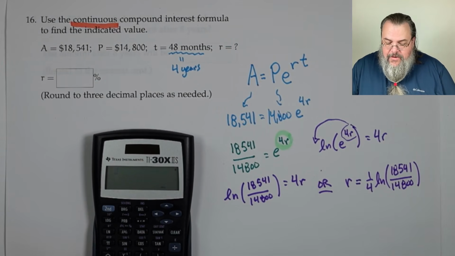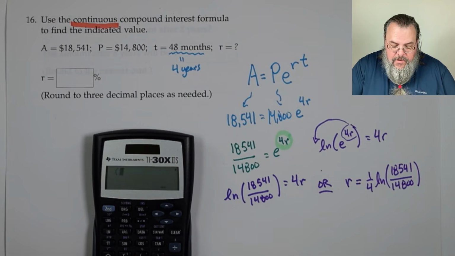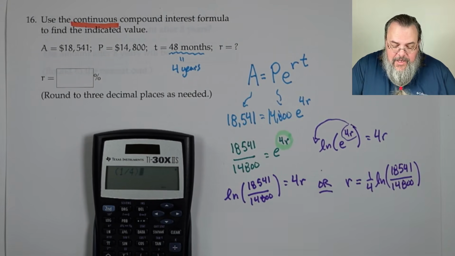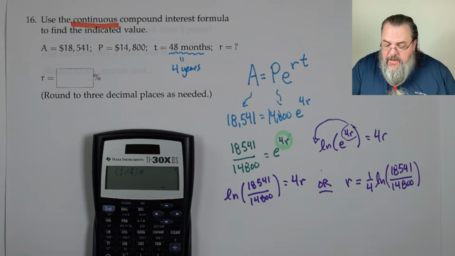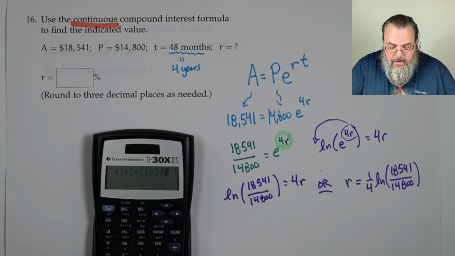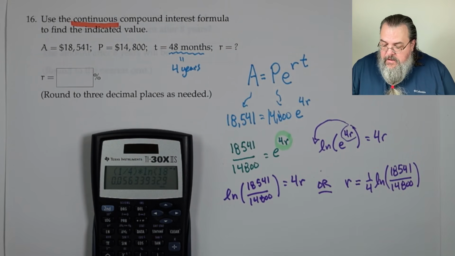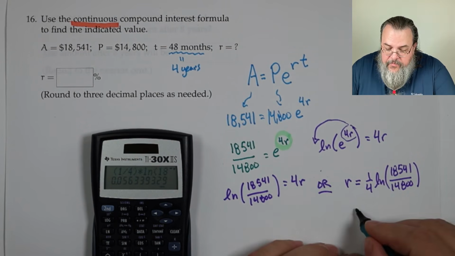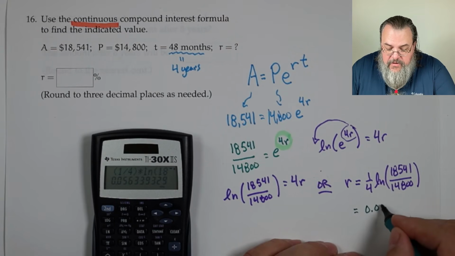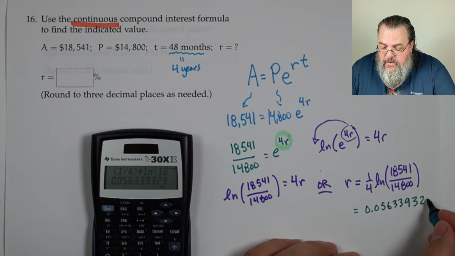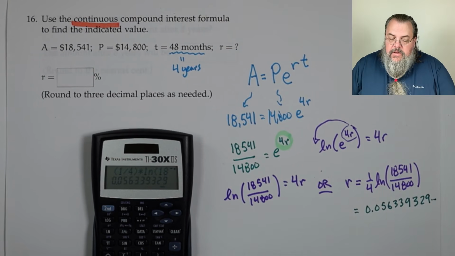All right, so we'll take 1/4, and I like to use lots of parentheses when I type things into a calculator. So parenthesis 1 divided by 4, times that by the natural log, and we'll take 18541 and divide that by 14800, and we get, coming out, 0.056339329.